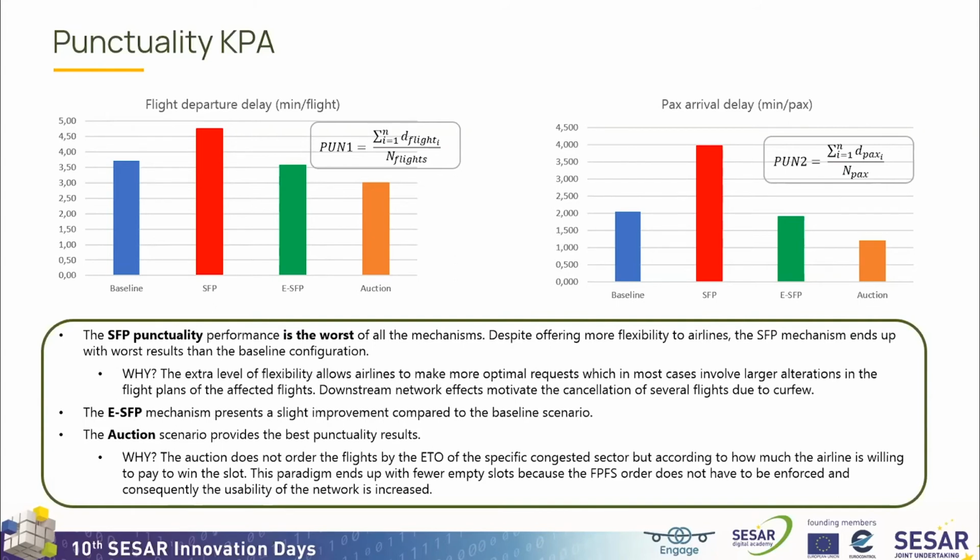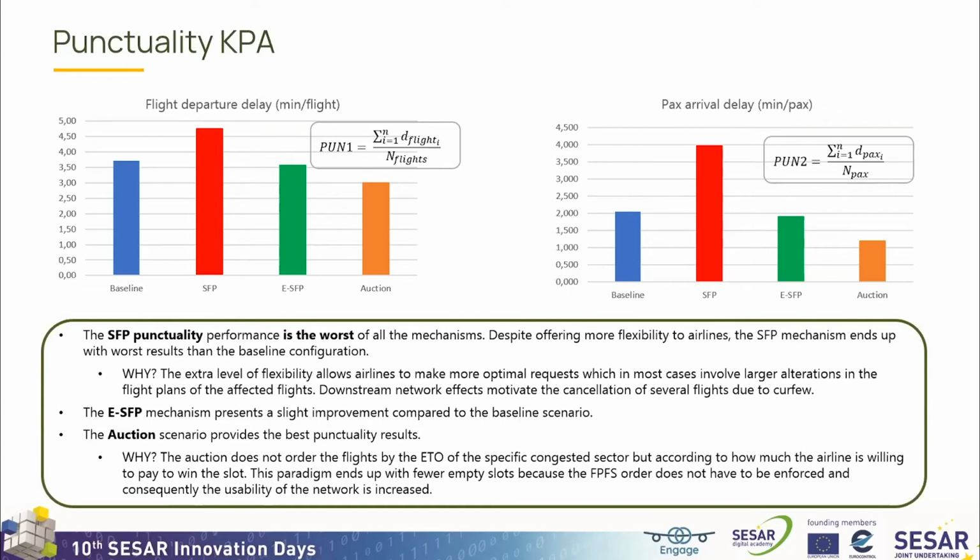The reason that we found for that is that this extra level of flexibility allowed the airlines to make more optimal requests, which in most cases involved larger alterations in the flight plans, and at the same time involved larger variability of the demand. This variability of the demand caused some downstream network effects that, for some cases, motivated the cancellation of several flights due to missing curfew.